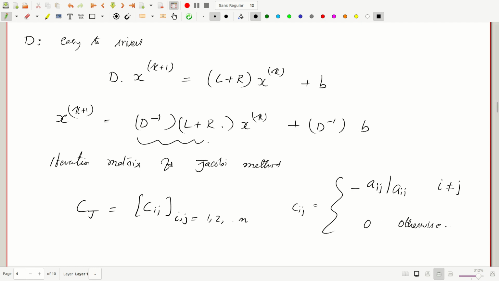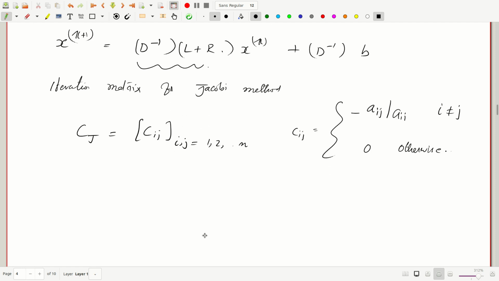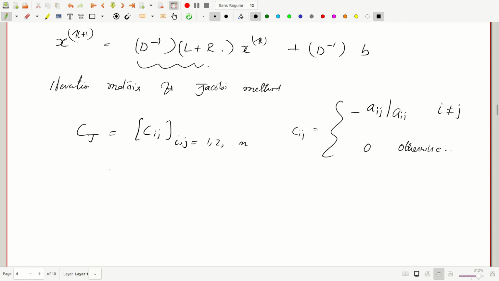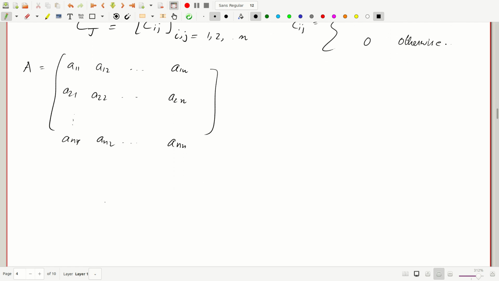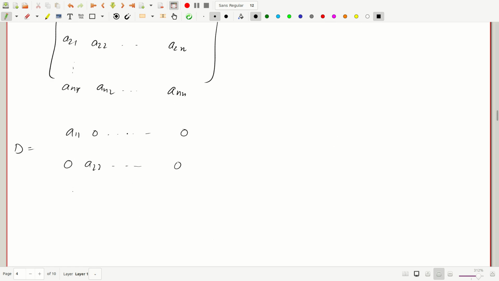Okay, now I have written something. How do we get this? This is very easy to prove. You can just take an example of a matrix A. So essentially, if you consider A to be equal to A11, A12 all the way to A1n, A21, A22 all the way to A2n, and An1, An2, all the way to Ann, then you can split this into a D matrix. Your D matrix will contain A11, 0, 0 all the way to 0, 0, A22 all the way to 0, and so on, 0 all the way to Ann.